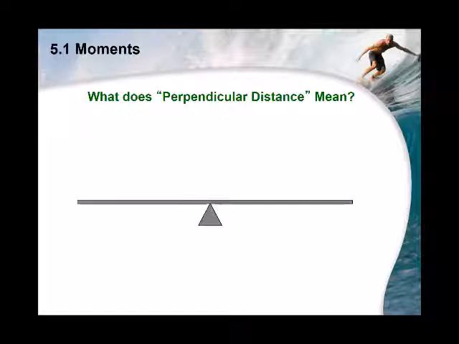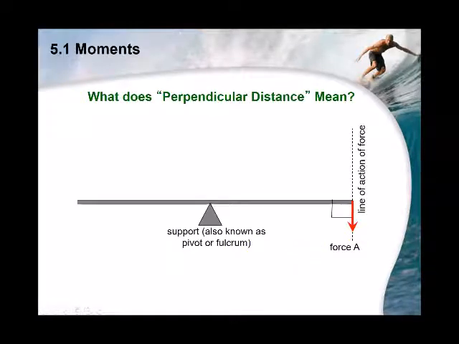So what does perpendicular distance mean? If you have a support and a beam, this support is also known as your pivot or your fulcrum, and you apply a force A over here. So the line of action of the force is here. Simply, what does line of action of a force mean? It simply means the direction of that force. The force is acting downwards like that, so in the direction of the force, this is the line of action of the force.